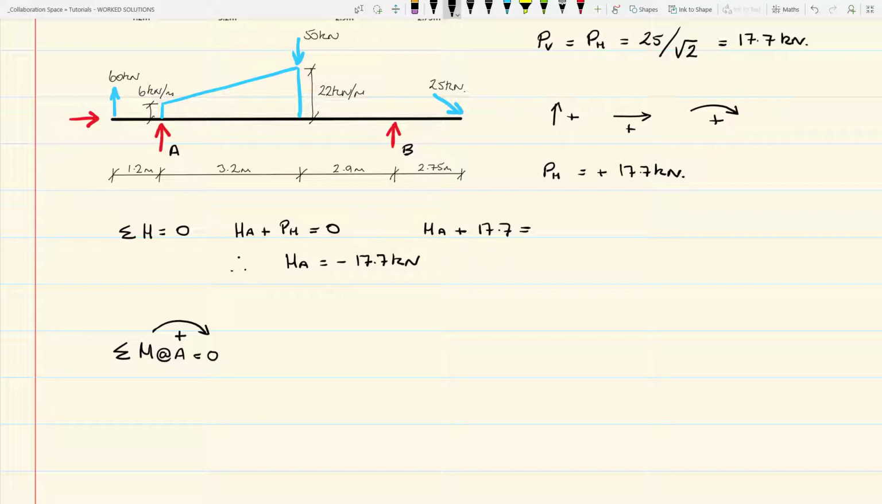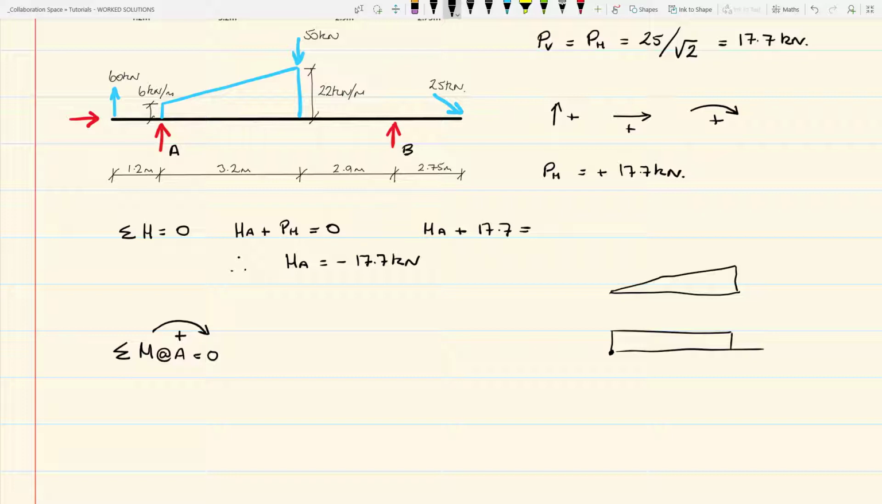If we firstly consider the UD load, we have a UD load with a triangular load effectively sitting on top of it. So we can consider those individually. If we have the support at A and a portion of beam, and to this portion of beam is firstly the 6 kilonewton load. It's not all the way along, it's only a partial load. Additionally, we also have a triangular load on top of it. So we can consider these two separately.